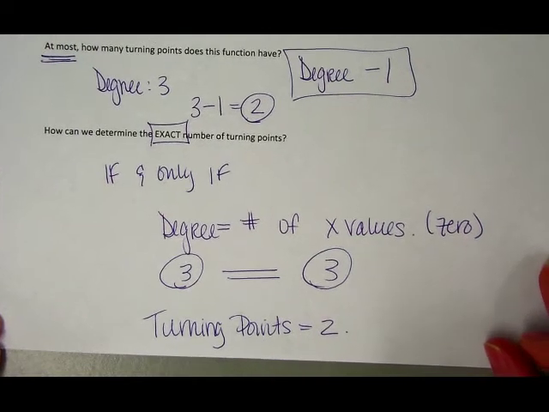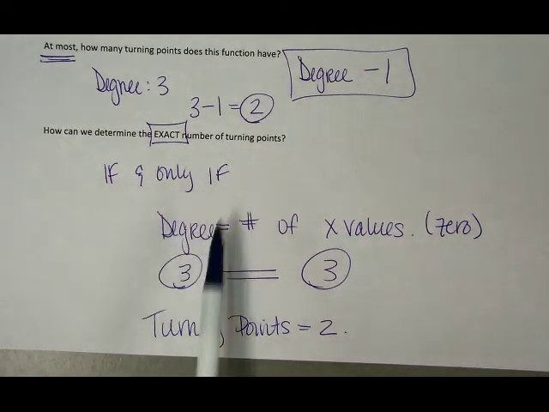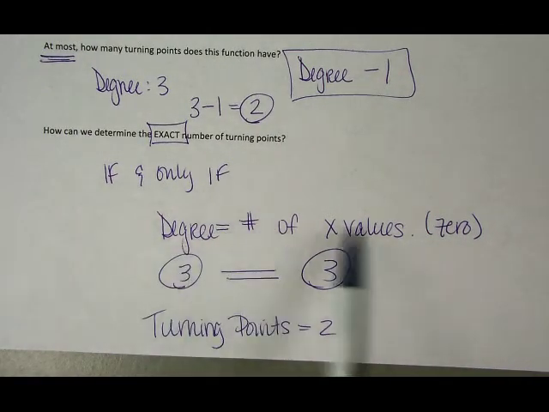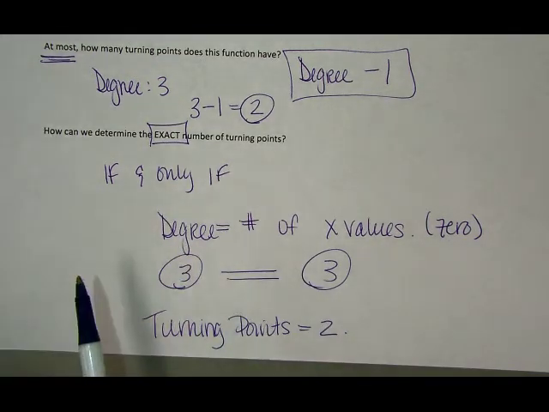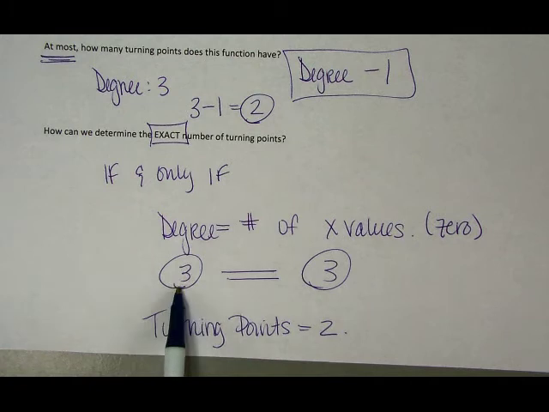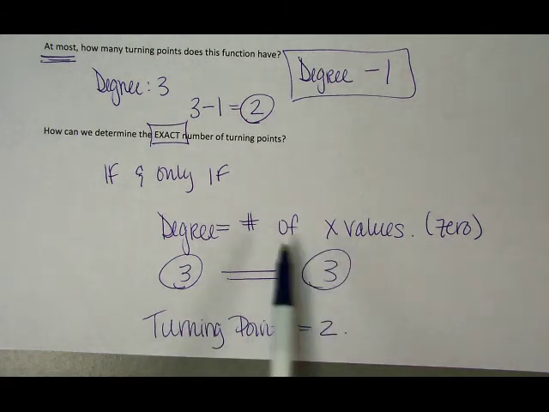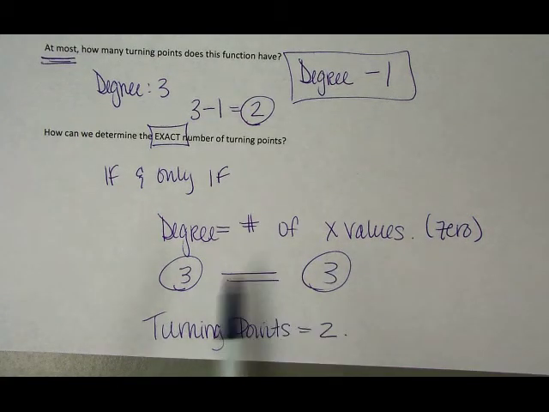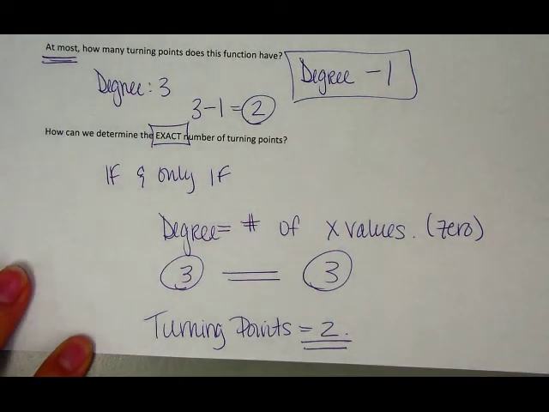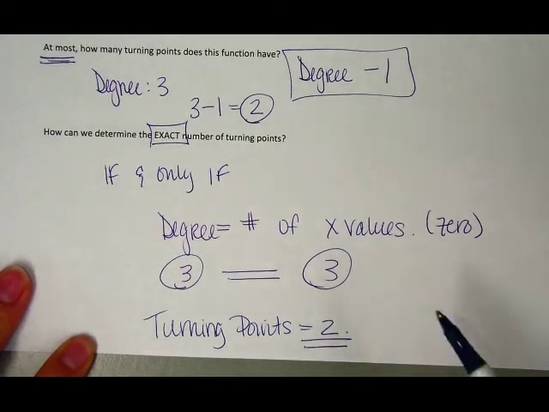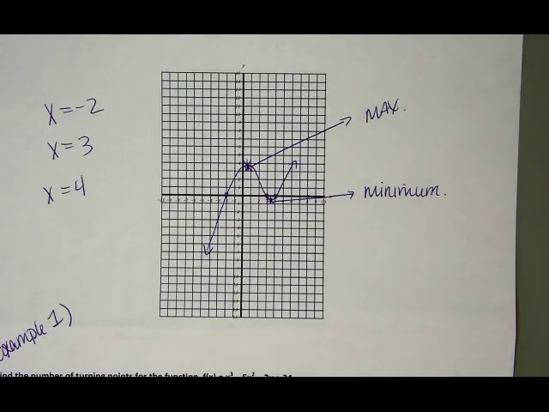The exact number of turning points happens if and only if our degree value is equal to the number of zeros on our graph. So, for example, in this example 1, we have a degree of 3. We know from our graph and from our first warm-up together that we have 3 zeros. Therefore, since these two numbers are exactly the same, we have exactly 2 turning points on our graph. And that can be shown again by looking back above to our sketch of our graph.